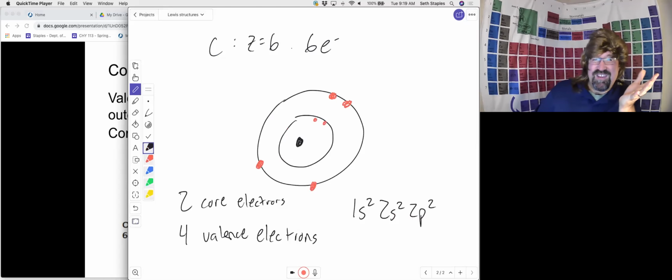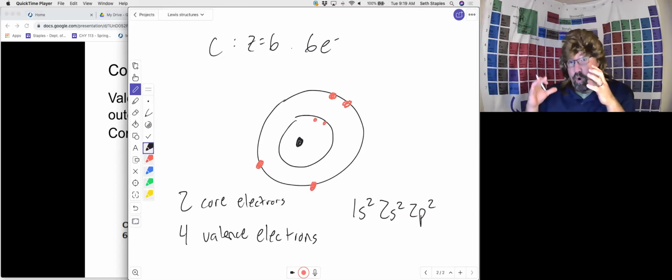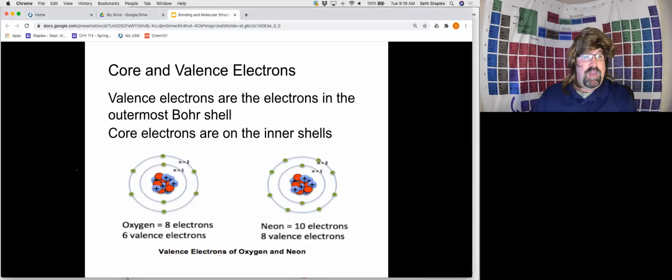Sometimes it's easier just to count up the valence electrons, and then we know that anything that is left over is a core electron. So again, we know that there are 6 electrons total in a neutral carbon atom. We can look at our configuration or a little diagram like this and see that 4 of those electrons are in our outer shell. The rest of them have to be core electrons, those last 2. And so we see a couple other examples of that here.